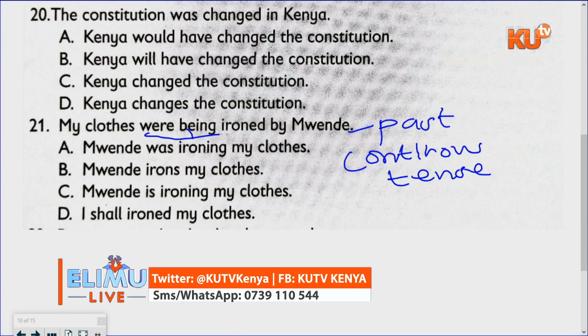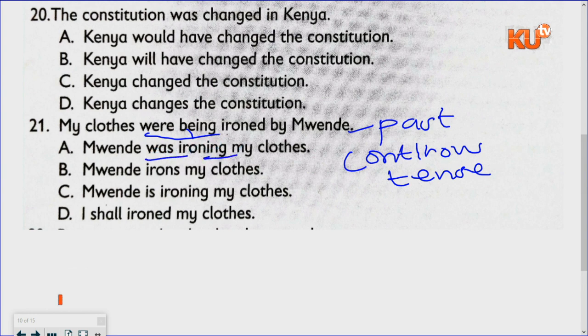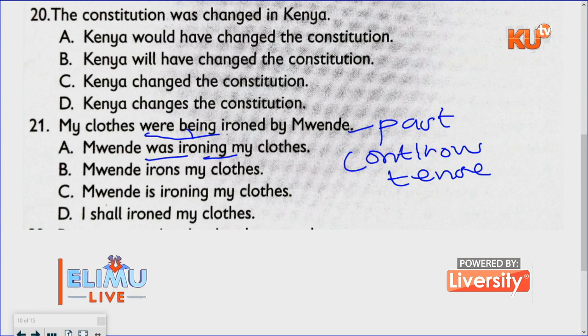I shall iron my clothes. That is not correct at all, and it's a funny one. So the correct answer there is, you check the answer that is in past continuous tense. Mwende was ironing my clothes. Was tells you that it is in the past. Then the suffix ing in that verb tells you that it is in continuous tense. So that gives you the correct answer there, which is Mwende was ironing my clothes in active voice.